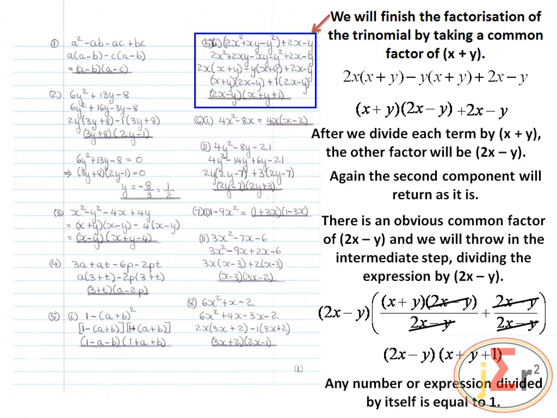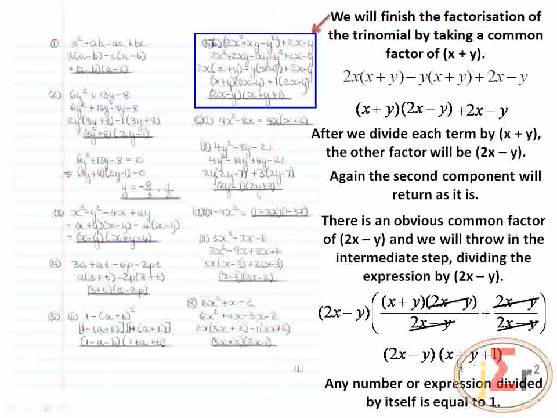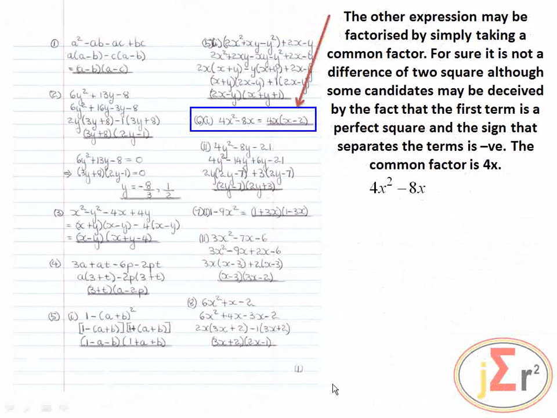Our factors are therefore 2x minus y and x plus y plus 1. Here we have another expression that we need to factorize, and we may be a bit distracted by the 4x squared.